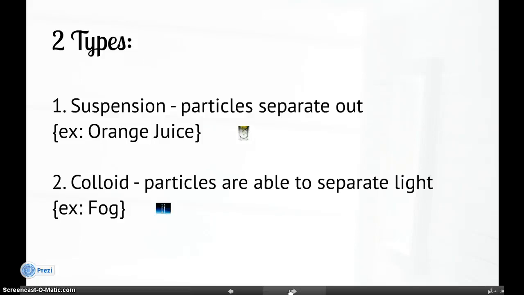Colloids happen when particles can scatter light. An example is fog. If you were to be driving in the fog and you turned your bright lights on, it actually scatters the light, and so it's actually harder to see if you use your bright lights. And that's why in cars sometimes they have fog lights that go underneath the fog. They point down at the road and kind of underneath the fog.